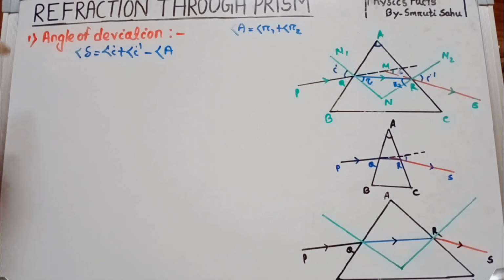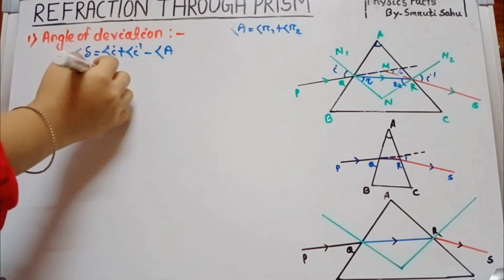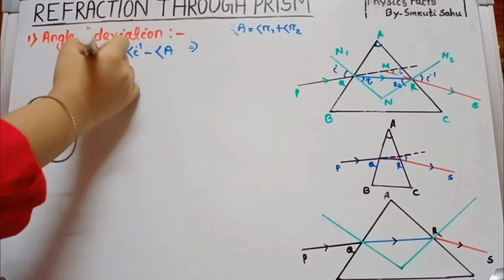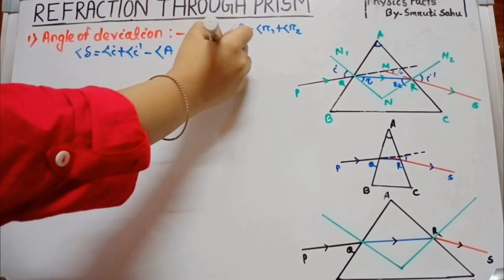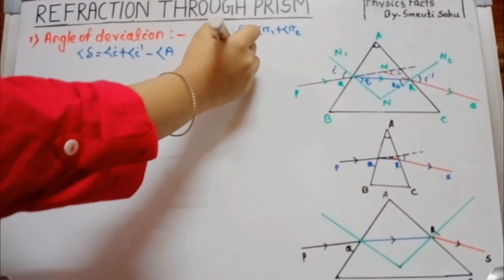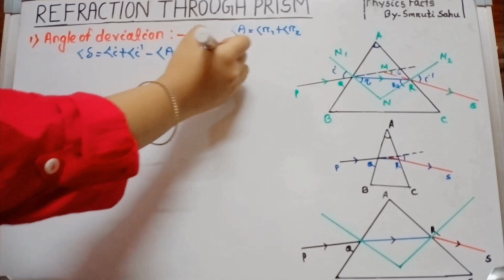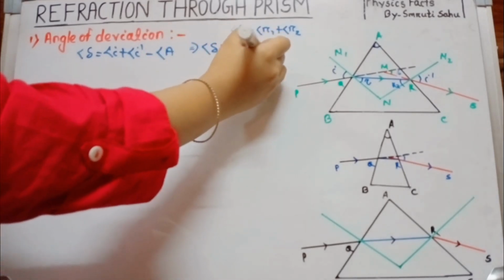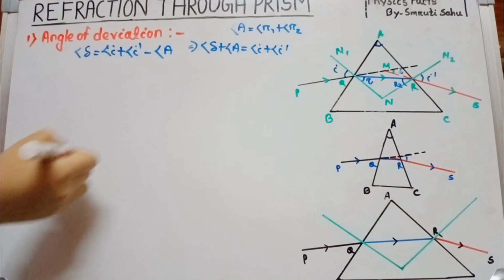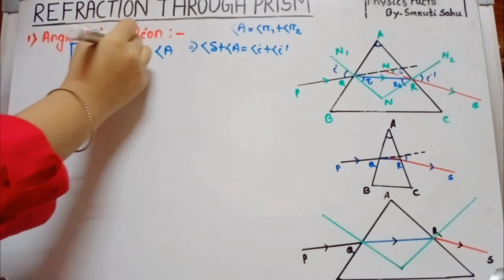Okay, students, that equation is elaborately explained in the previous lecture. Go to the description box, where your link is already given. Go through the link and watch the video so that you better understand this topic. Now, here we also get that the sum of the angle of deviation delta and the angle of prism equals I plus I prime. You remember this equation, okay students.